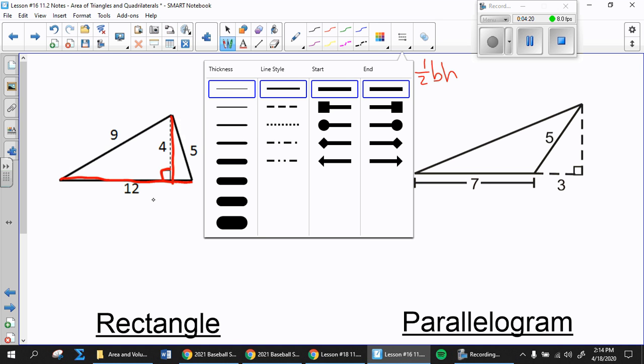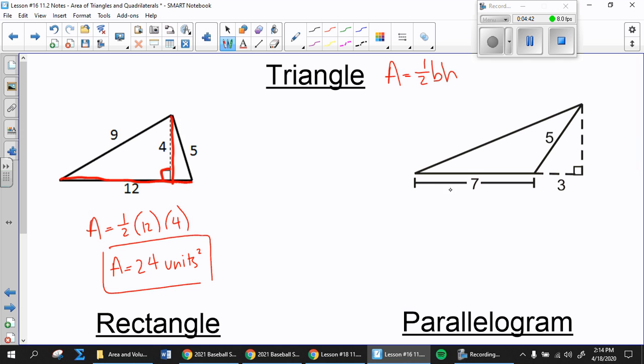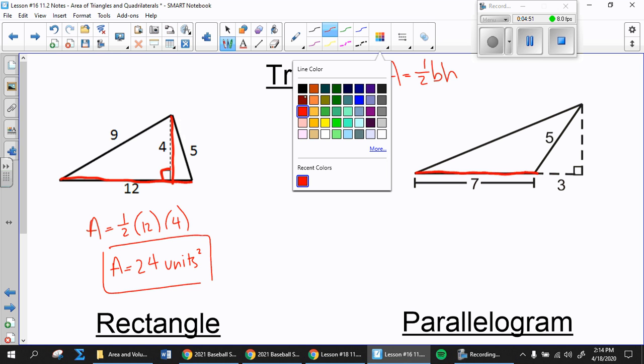So here's my base 12, my height's 4, so my area is going to be 1/2 times 12 times 4, which is going to give me an area of 24. It doesn't give me the units here, so we're just going to say units, and then remember area is always squared. So units squared. Again, over here, if we're calling 7 our base, the height has to form a right angle with that base.